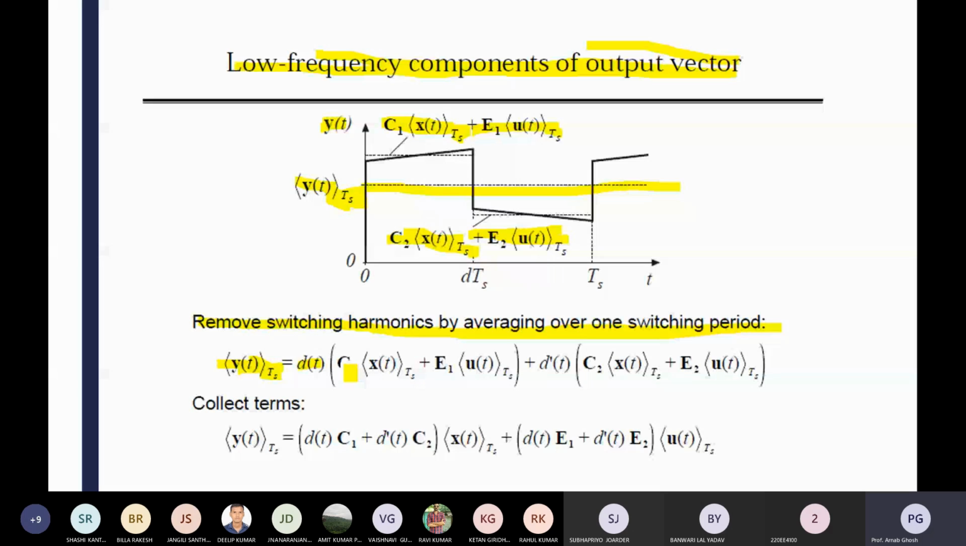So C1 x(t), then d' times C2 x(t) plus E2 u(t). You are making it average, so make it common. Which portion is common? The state variable is common in both of them. So d C1 plus d' C2, and again u(t) averaged over the Ts period we are making common, so d E1 plus d' E2.